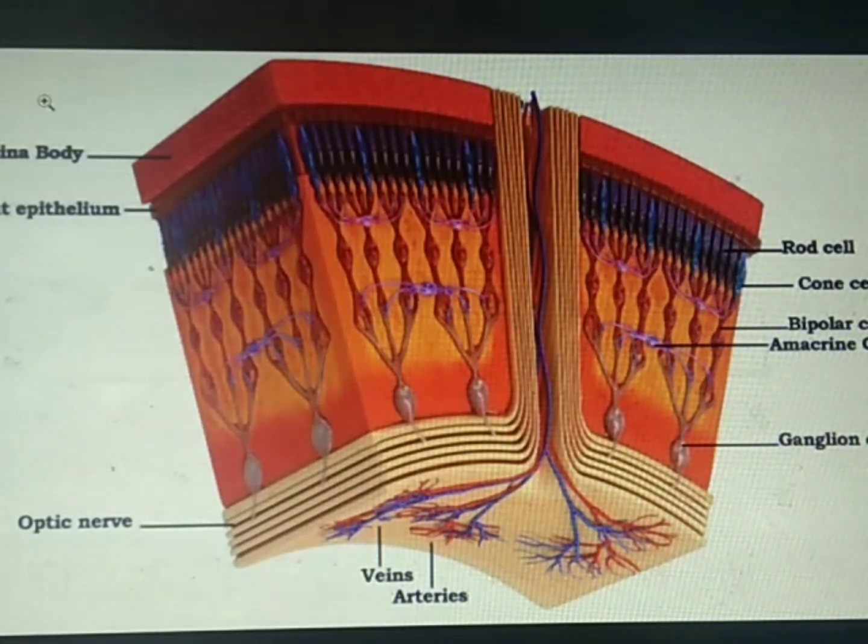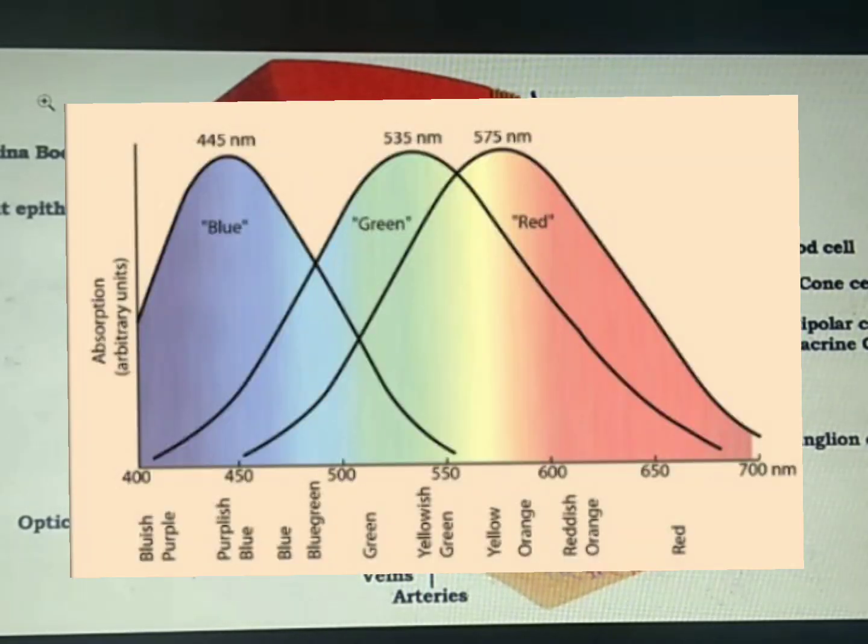Now cones, on the other hand, are for daylight vision, which is photopic vision, and they consist of three things: chloropsin, erythropsin, and cyanopsin. Chloropsin is responsible for green color, erythropsin is responsible for red color, and cyanopsin is responsible for blue color.